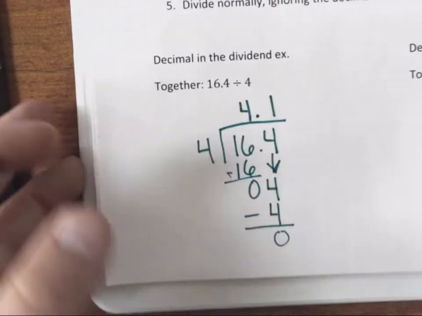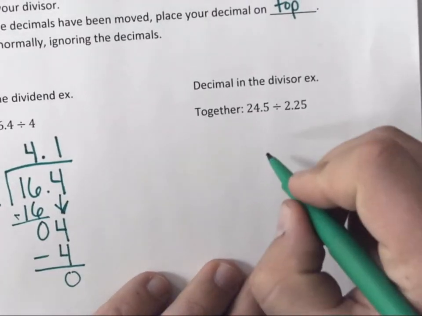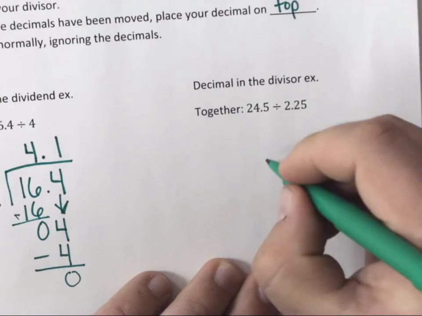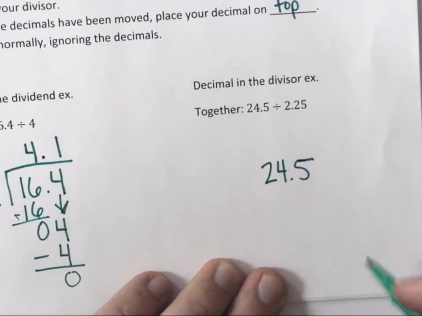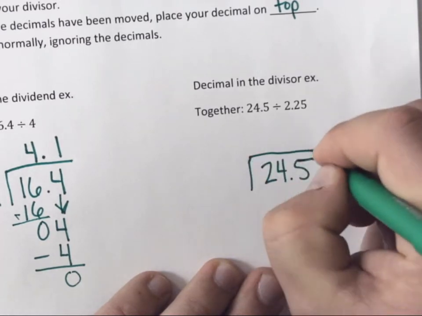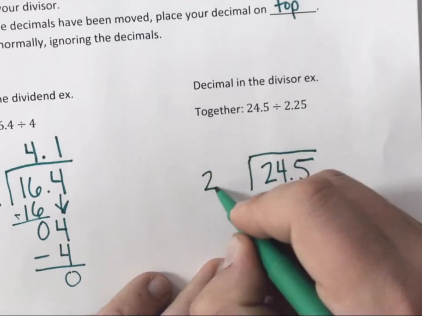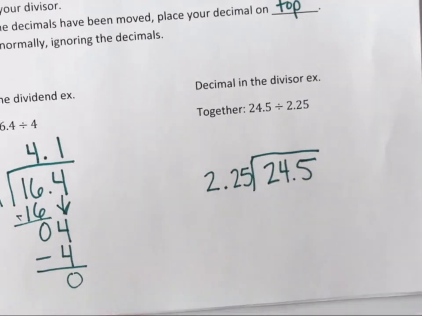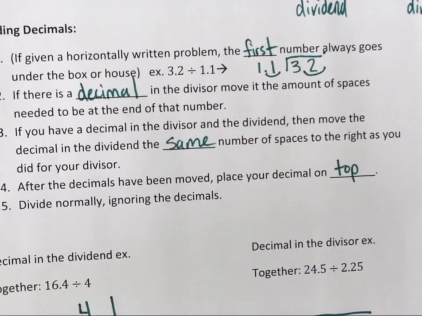Okay, now let's look at an example with a decimal in the divisor. So in this number, the dividend is the first number. So we have 24.5, that is our dividend. Our dividend is being divided by the second number, which is our divisor, which is 2.25.